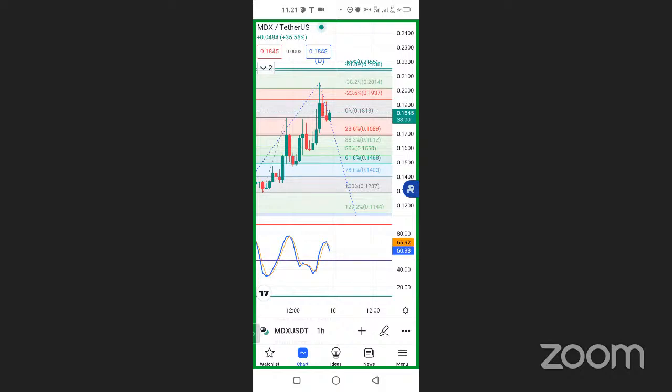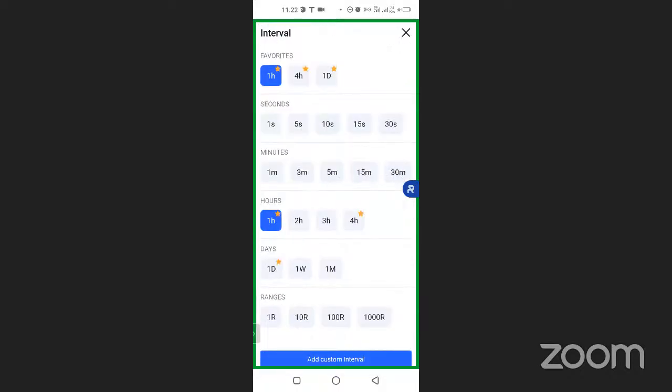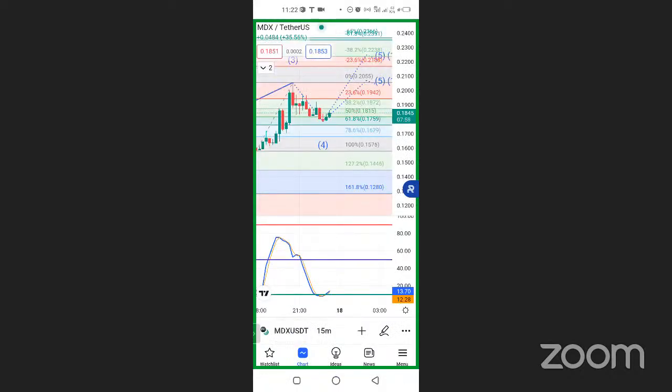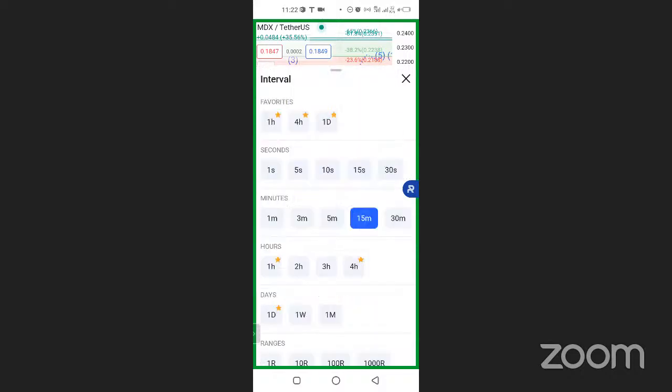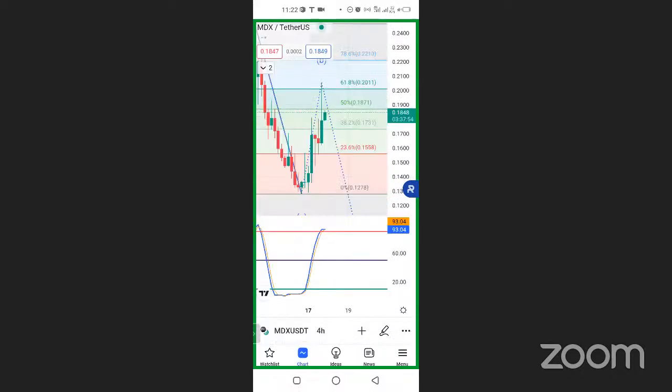I don't know that you understand me. This is 1 hour. The auto Fib retracement line will look different in the 1 hour than it will look in the 15 minutes. It might even be different in the 4-hour time frame. You get it?